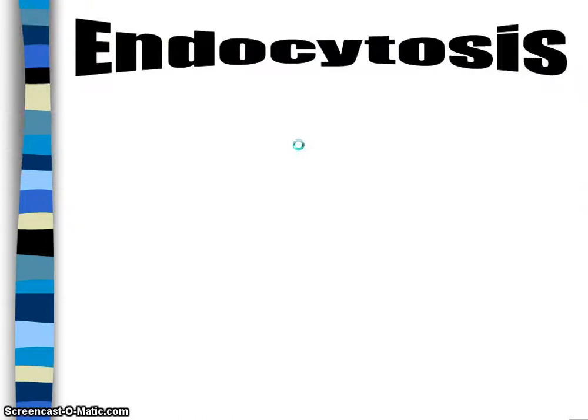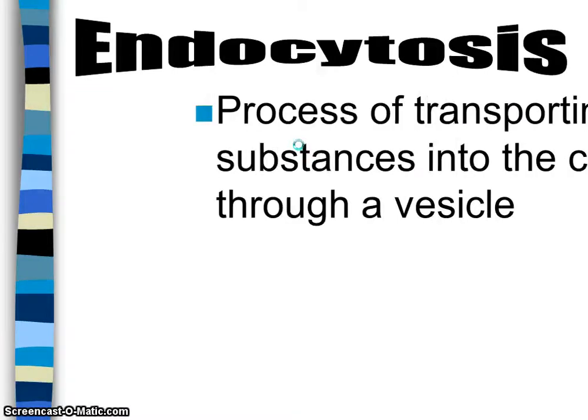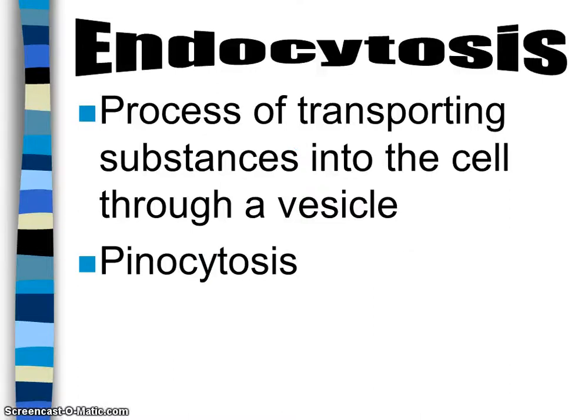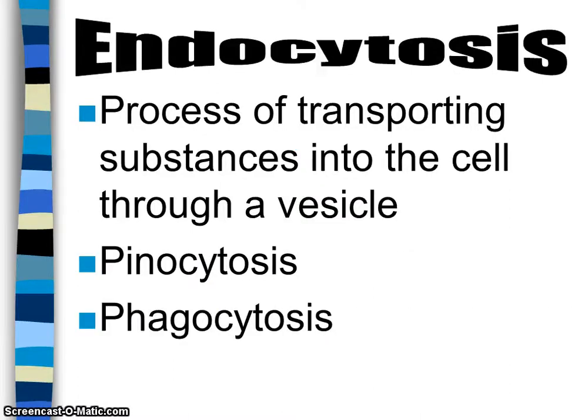Okay, there are two main types. We have endocytosis and we have exocytosis. Endocytosis is the process of bringing things into the cell by using a vesicle. Okay, and we have two types. We have pinocytosis and we have phagocytosis. Pinocytosis is what we call cell drinking. Think of like a pina colada. So small particles or liquid droplets are going to enter the cell through the vesicle in pinocytosis.